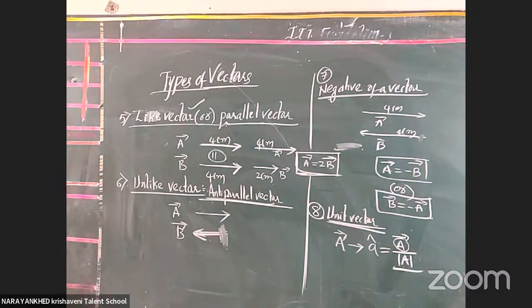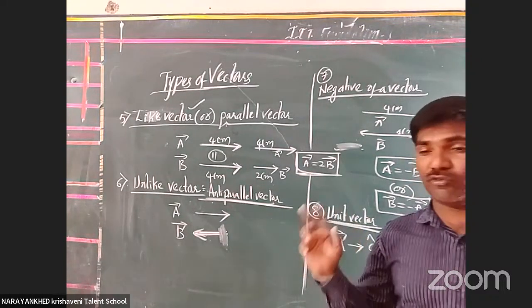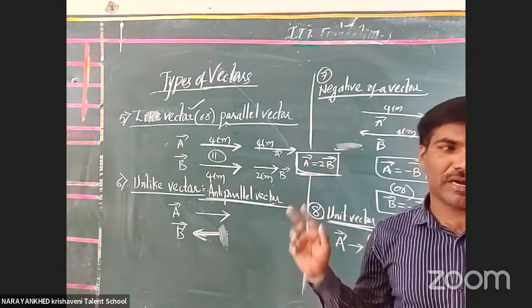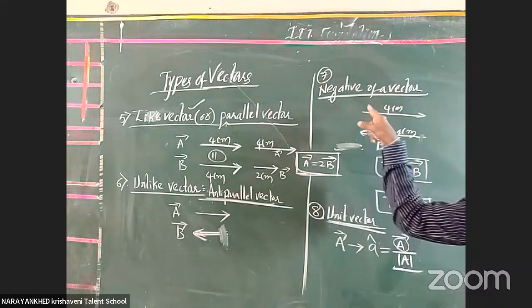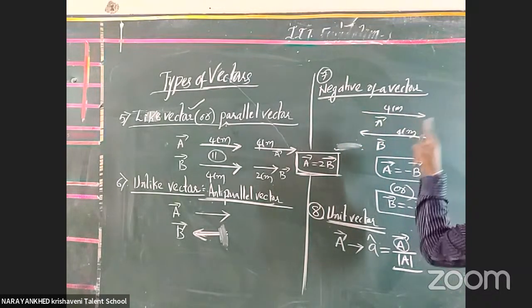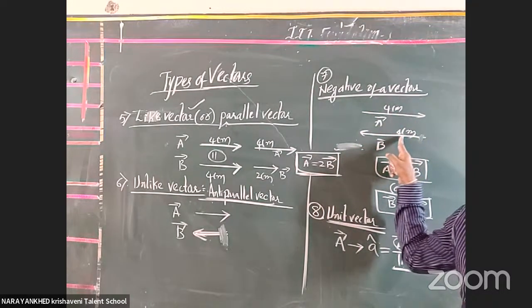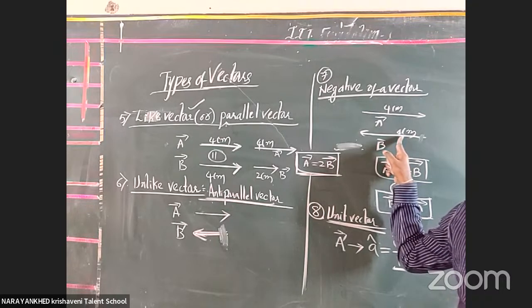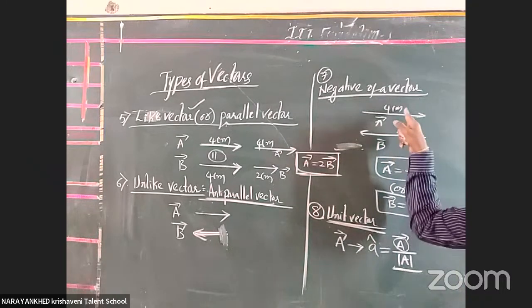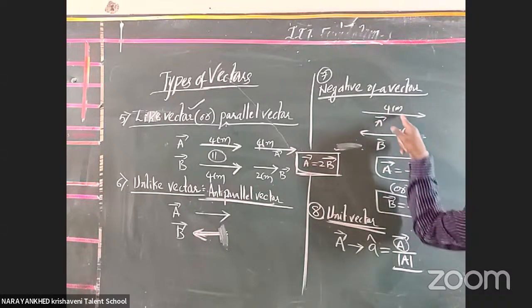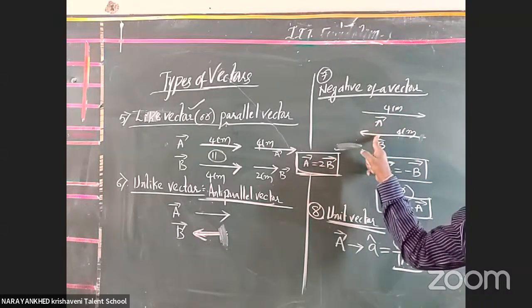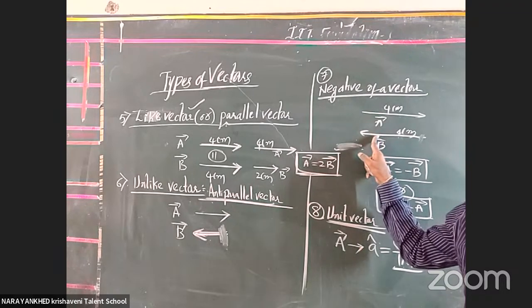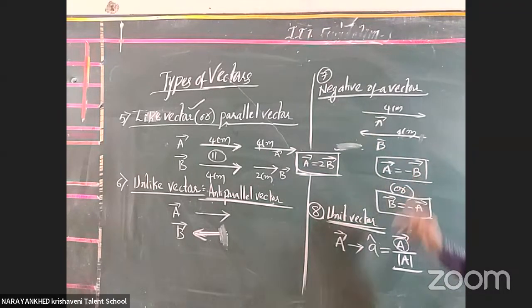Got it? This is about parallel, anti-parallel, and unlike vectors. Negative vectors are those whose magnitude is the same, but whose directions are opposite. Now check once: the magnitude of this vector is 4 centimeters only, and this one is also 4 centimeters only. But the directions are different. This one is in the east direction and this one is in the west direction. That's why they become anti-parallel vectors.